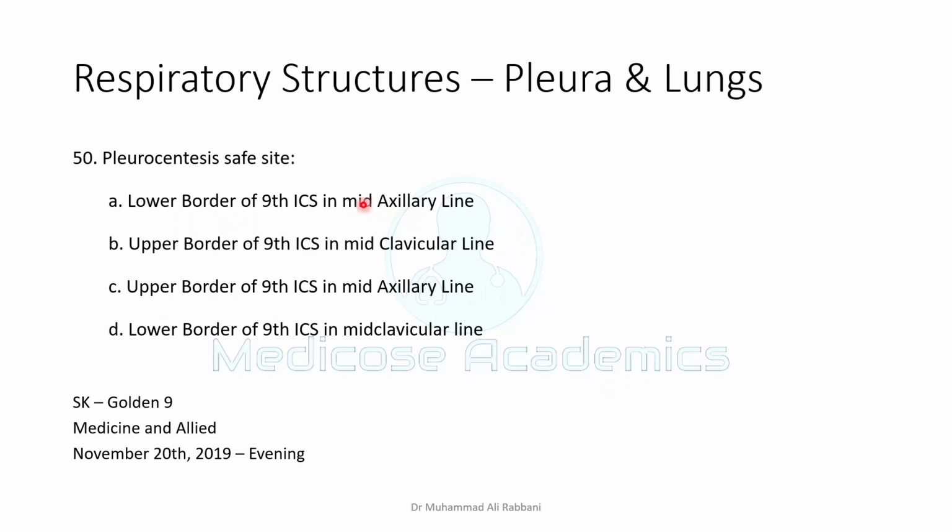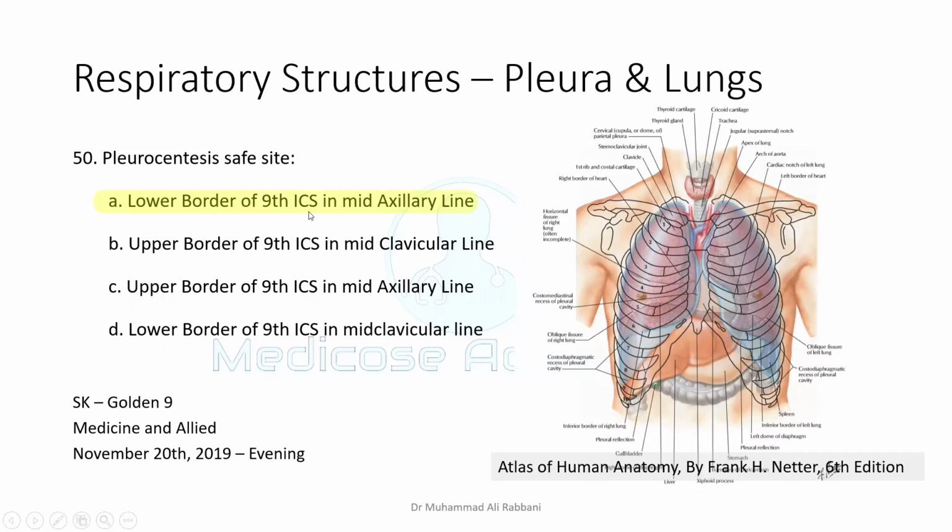But now there are two ninth intercostal space borders in the mid-axillary line. There is the upper border of the intercostal space, and there is the lower border of the intercostal space. So which one of them to choose? Whenever you go to the upper border of the intercostal space, you are risking injury of the intercostal nerve. The safe bet is going to the lower border. So the correct answer here will be the lower border of the ninth intercostal space in the mid-axillary line.